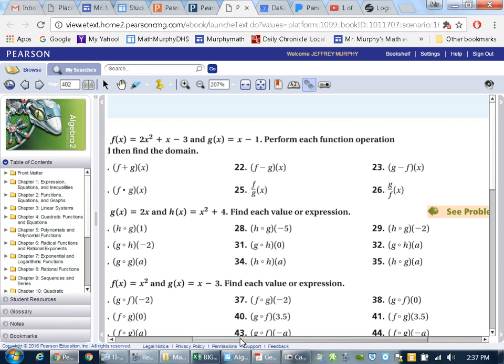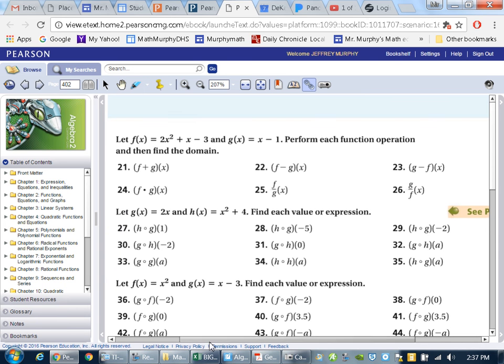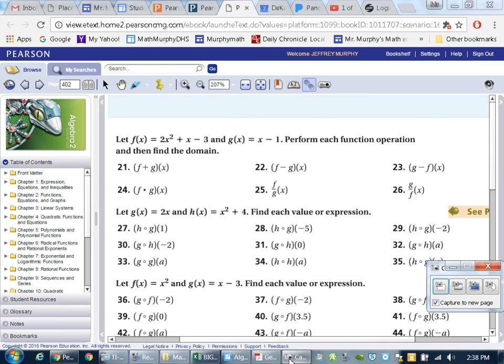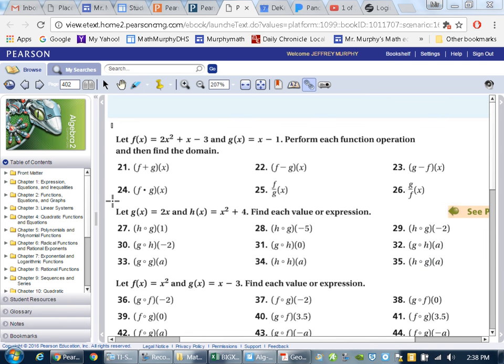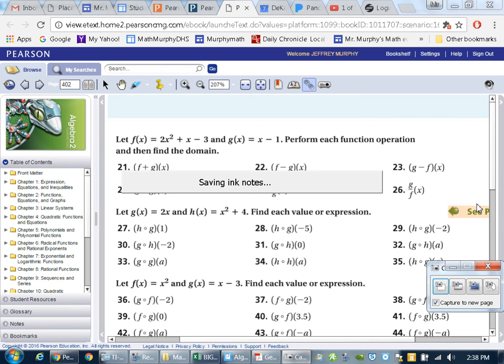So what happens here is that I'm going to ask that you guys do these 6 function operations. And remember, if it says f plus g of x, that just means f of x plus g of x. If it says f times g of x, it means f of x times g of x. That's all it is. Okay?